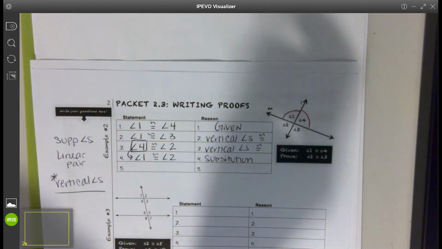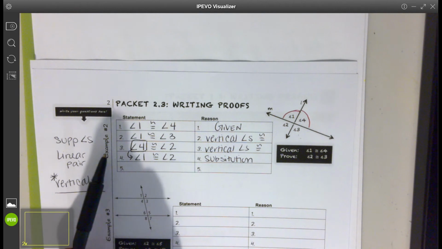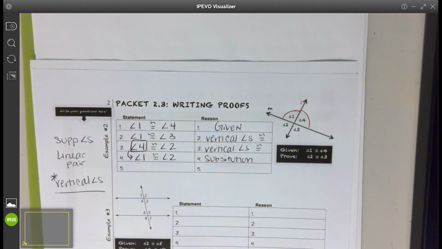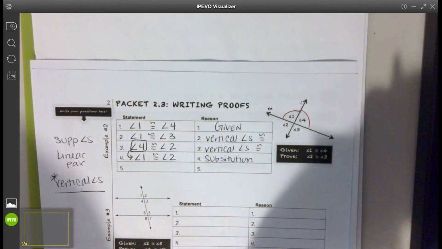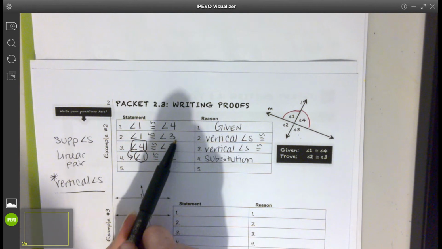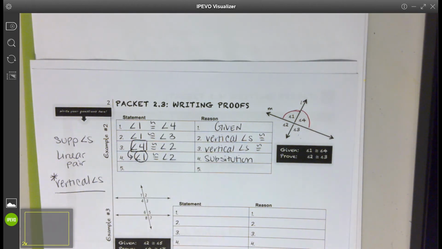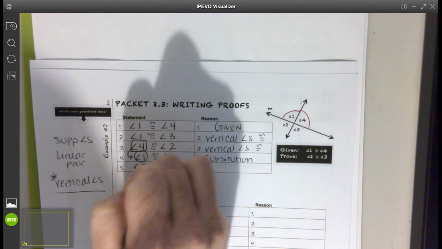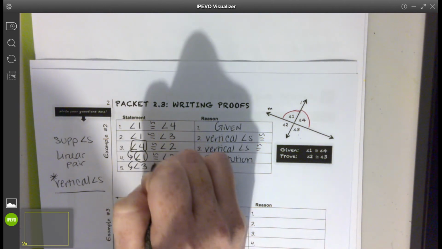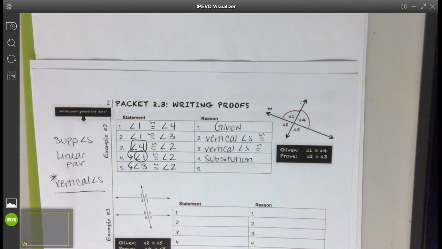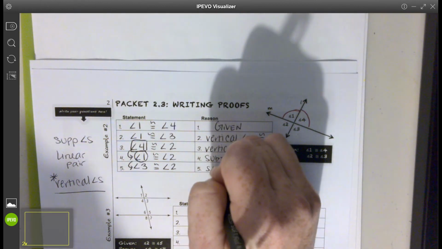Okay. Now remember, in line 2 here, I also know something else about angle 1. I know that angle 1 is also congruent to angle 3. So here I can say angle 3 is congruent to angle 2. How'd I do that? Again, swapped it out, which we're going to call substitution.